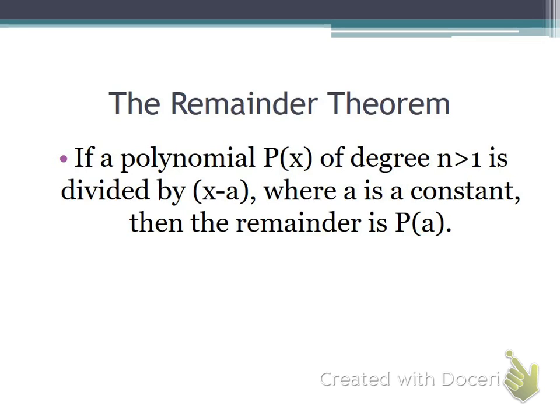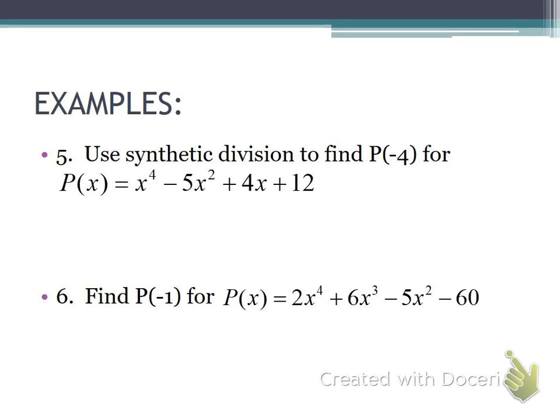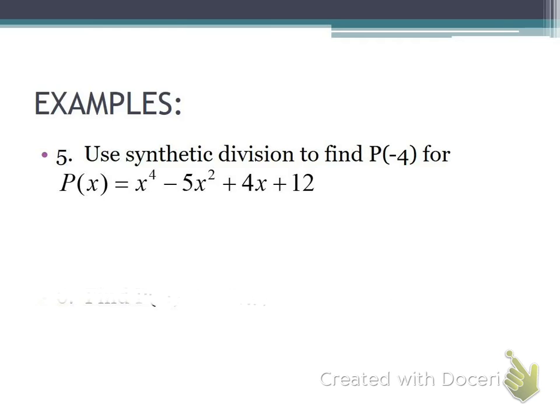Okay, so in words, it's a little strange. I'll show you what they mean with an example. All right, so example 5 says use synthetic division to find p of negative 4 for the polynomial x to the 4th minus 5x squared plus 4x plus 12. So I'm going to just go ahead and take away number 6 for right now because that is not enough room for me to do this, so that we can focus on 5.